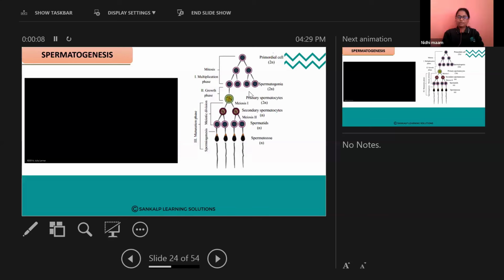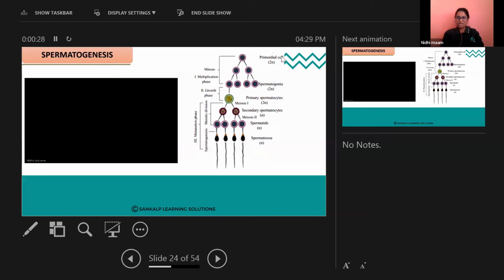So don't get confused between spermiogenesis and spermiation. Spermiogenesis means the morphological changes which we observe from spermatids to spermatozoa, right? Spermiation means the release of a sperm from the Sertoli cell is called spermiation.